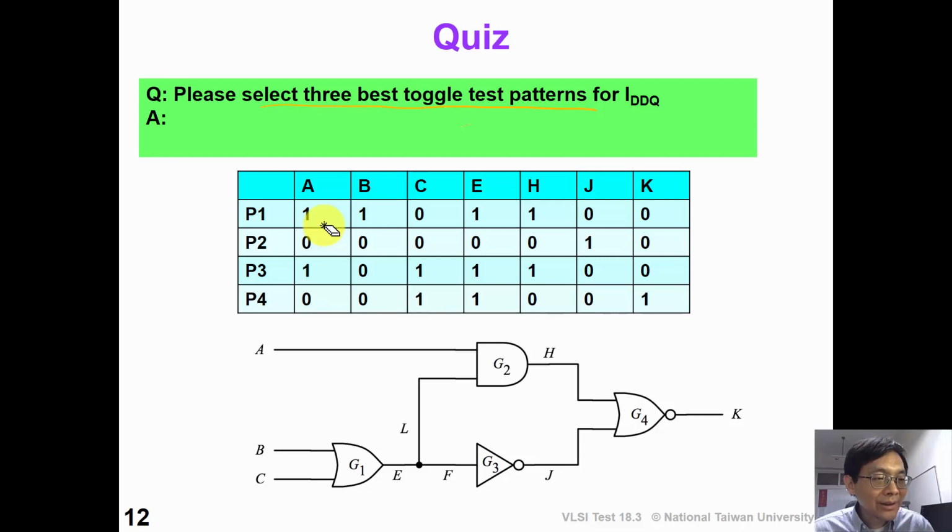Okay, are you finished? Since we want to have good toggle coverage, we can observe that for signal B, we have only one here. For signal J, we have only one. In the K, we have only one here. So we select P1, P2, and P4. If we select these three patterns, then we can have 100% toggle coverage. So the answer is P1, P2, and P4. So, have you got it correctly?